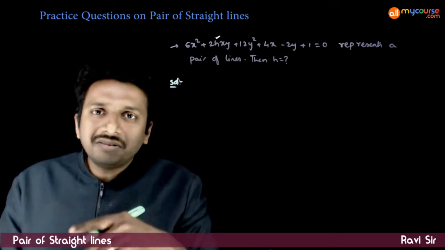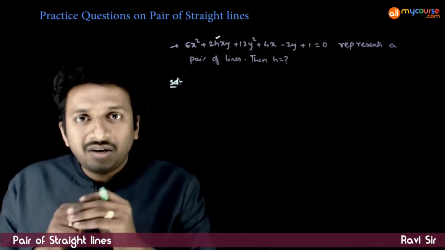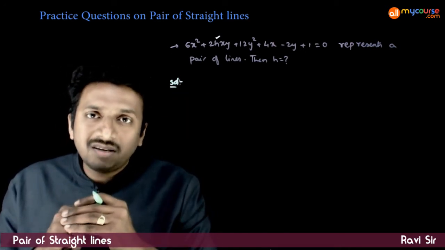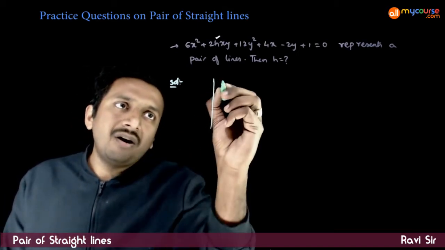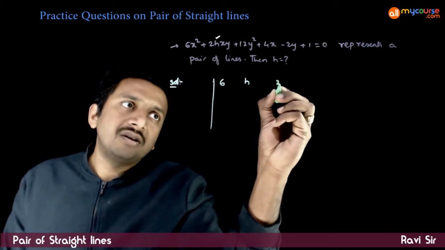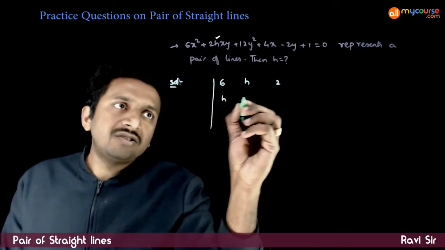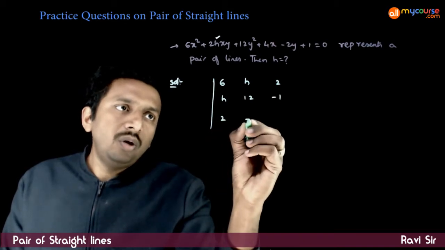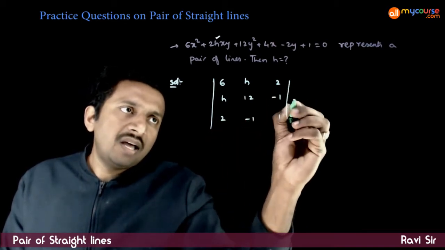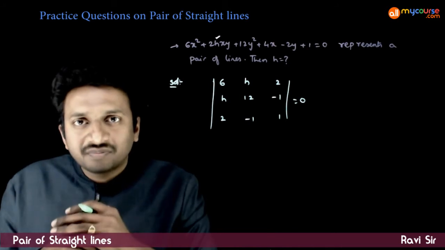So we know the condition for a general non-homogeneous quadratic in x and y to be a pair of lines. The condition is nothing but the determinant of [6, h, 2; h, 12, -1; 2, -1, 1] has to be equal to 0.